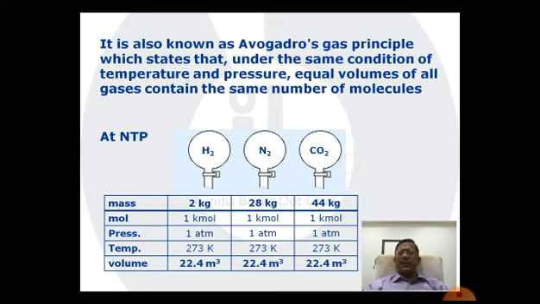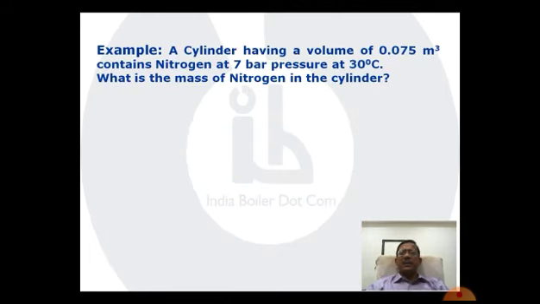So this gives us a very useful relationship. I know the density of any gas at NTP condition, the molar mass of which is known to me. If I know the molar mass, I know that amount of mass will occupy 22.4 meter cube at NTP. Therefore, I know the density of that substance at NTP. Okay, I can use this relationship in this example.